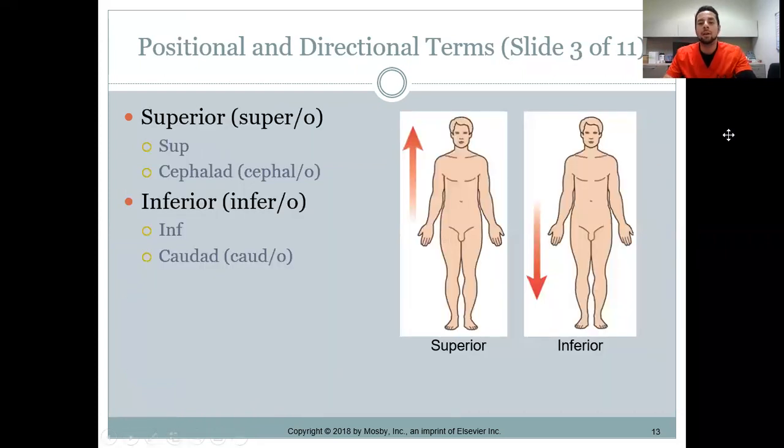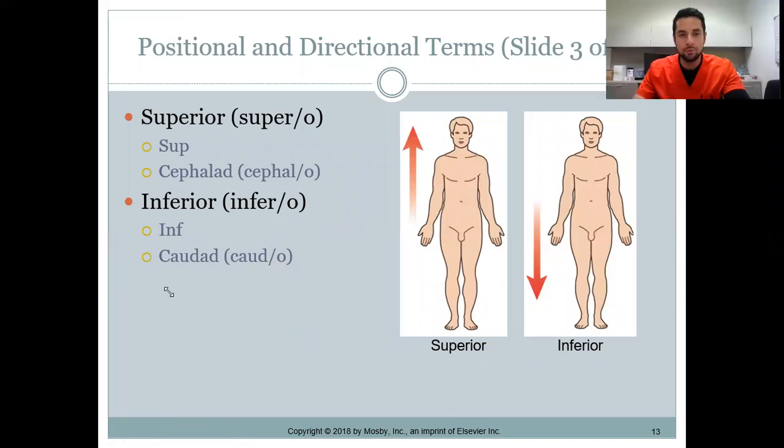All right, very important part here. So I do need you to understand this information. When we're talking about positional and directional terms, for the directional terms, when we're talking about being superior, think someone's superior, then you're on top, I guess. So with superior, it's going to be going in the upwards direction, okay? Now we have inferior, which is the lower portion. This all relates to the midline of the body here.